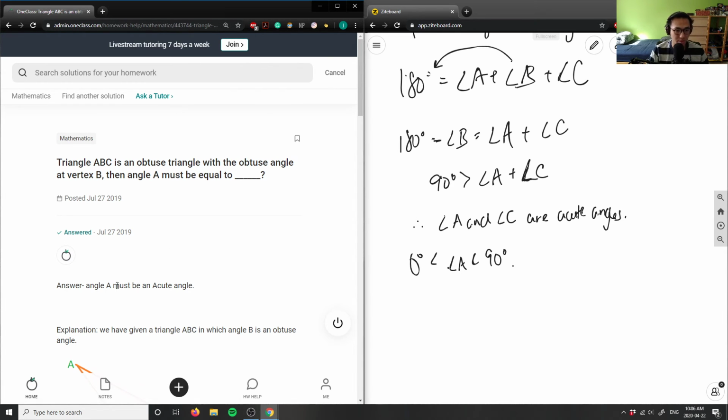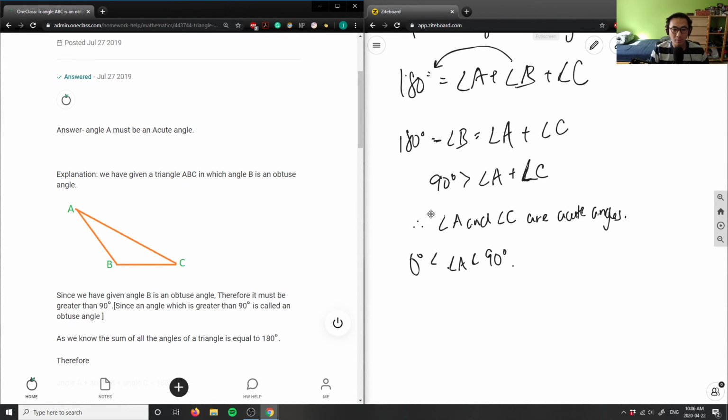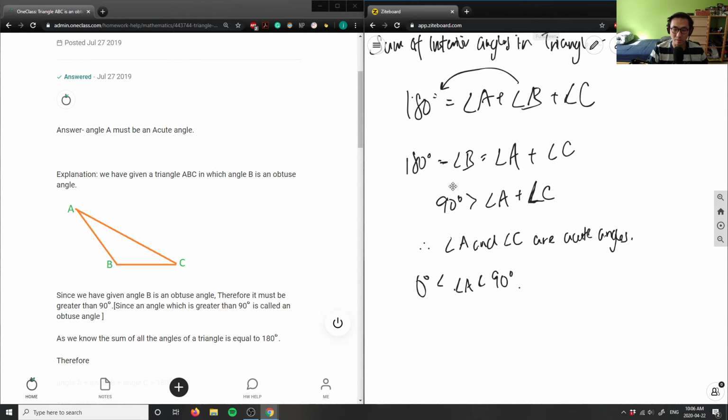So they got the solution here as well. Angle A must be an acute angle, that's correct. So they drew out an obtuse triangle here. Since we have angle B as an obtuse angle, therefore it must be greater than 90 degrees. That's good. So that's what I had here. It has to be greater than 90 degrees.